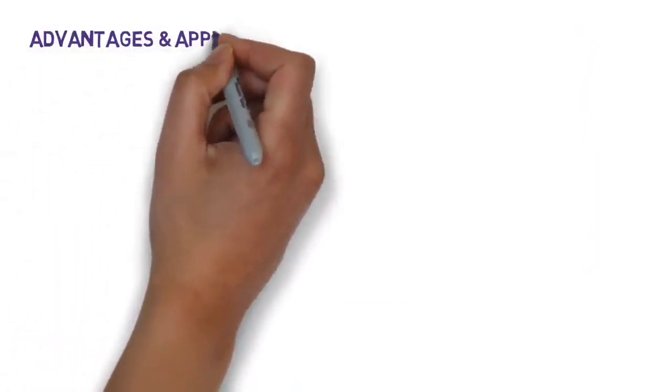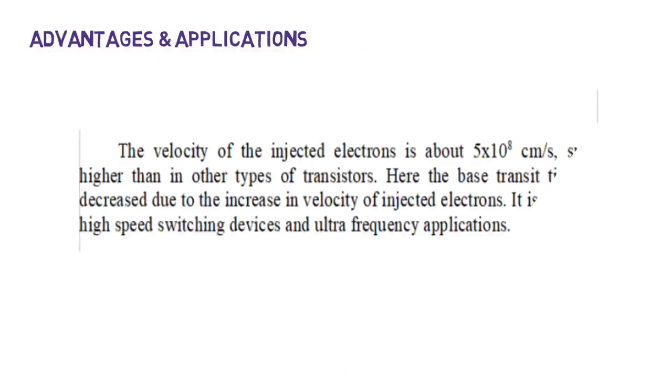Now the advantages and applications. The velocity of injected electrons is about 5 × 10^8 centimeters per second. It is much higher than in other types of normal transistors. And here the base transit time is decreased, due to the increase in velocity of injected electrons. When the base transit time decreases, the operating frequency will increase. So it is used for high speed switching devices and ultra high frequency applications.